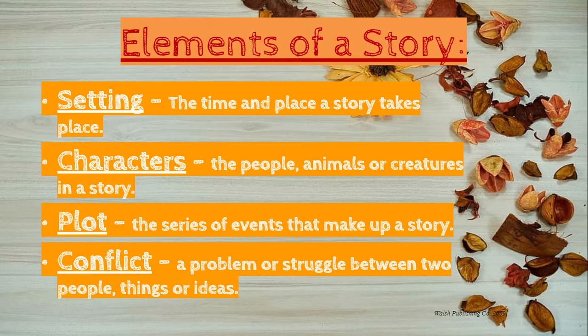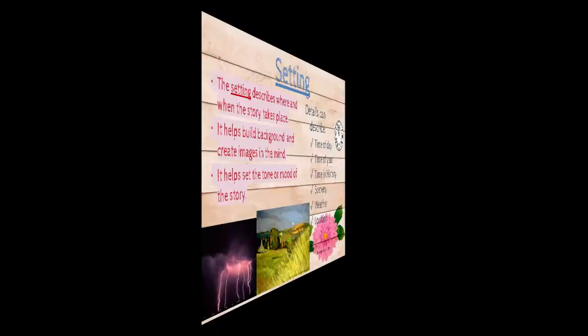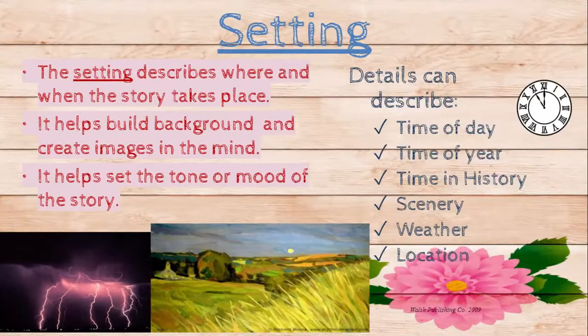And there you have it. These are the elements of a story. The setting describes where and when the story takes place. It helps build a background and create images in the mind. It helps set the tone or mood of the story.